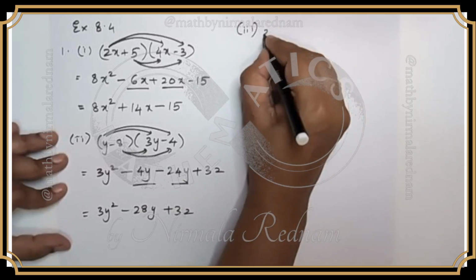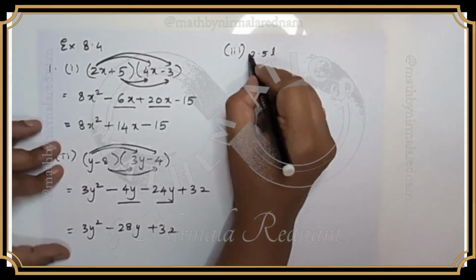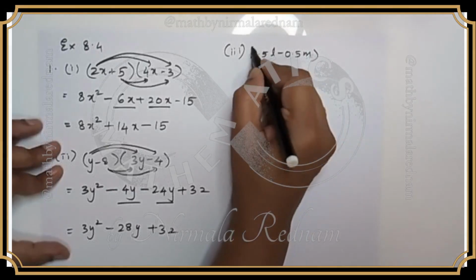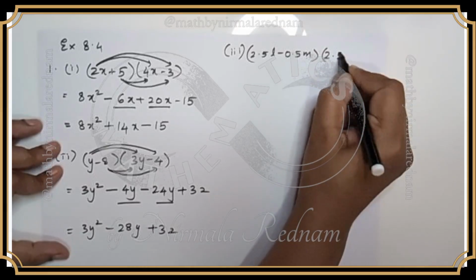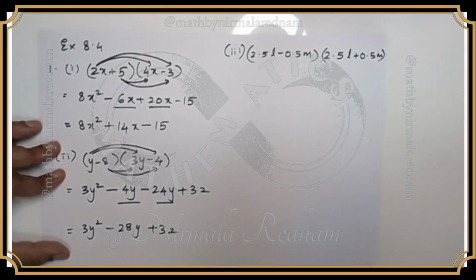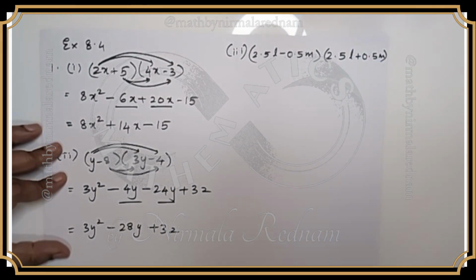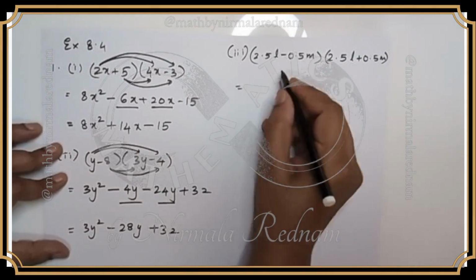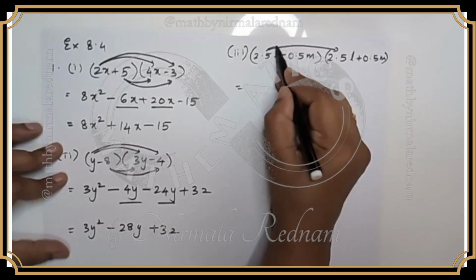Next I have 2.5L minus 0.5M into 2.5L plus 0.5M. Since you haven't done the identities, we cannot directly solve it. Otherwise, it's actually a minus b into a plus b, which is a square minus b square. Okay, we don't have identities in your textbook.